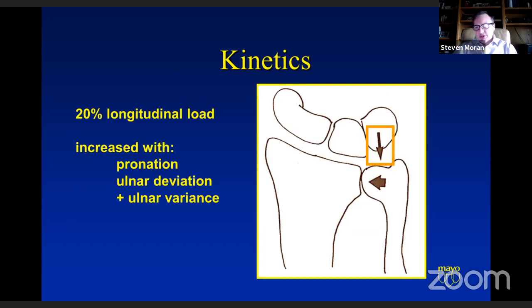So we're going to change gears here just a little bit and talk now about ulnar impaction. So 20% of the load of the carpus passes through the ulna, and this is cushioned by the TFCC. Things that can increase load over the ulnar aspect of the wrist are ulnar deviation, patients that have a significant positive ulnar variance, and pronation.